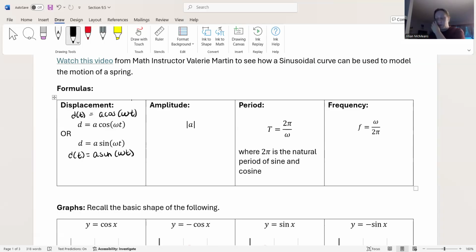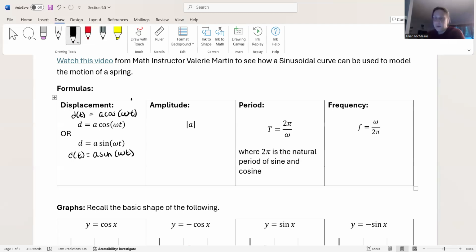All right, so those are the functions we're looking for. We, of course, need to fill in some really important information. We need to fill in A, the amplitude, and omega, which tells us whether the period is being compressed or stretched. Remember, when you're dealing with sine and cosine, the natural period is 2 pi. Omega is either going to stretch it or compress it, depending on the situation, okay?